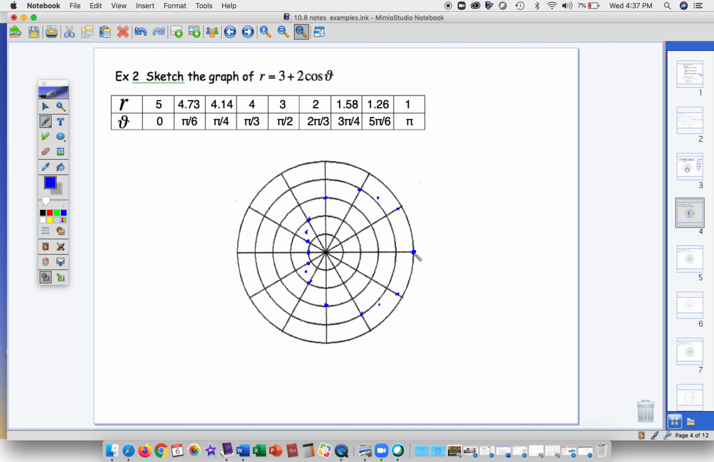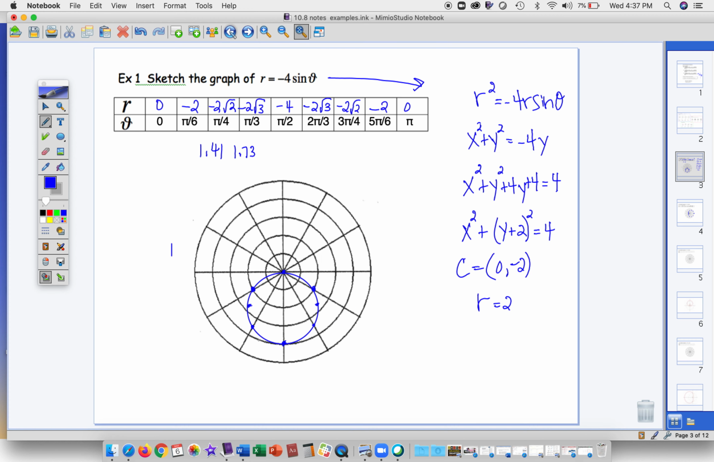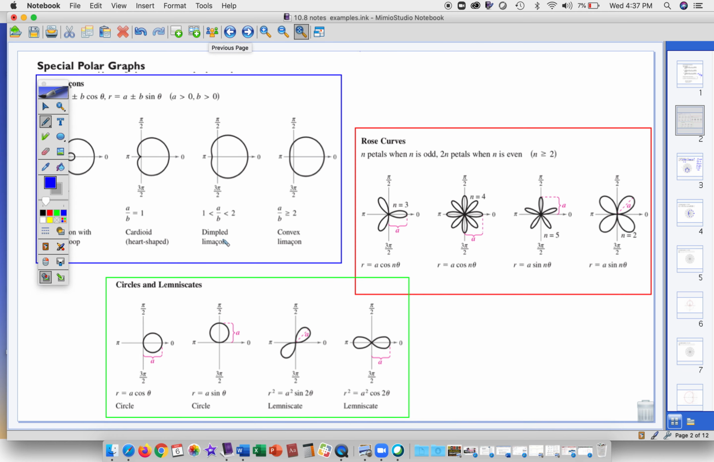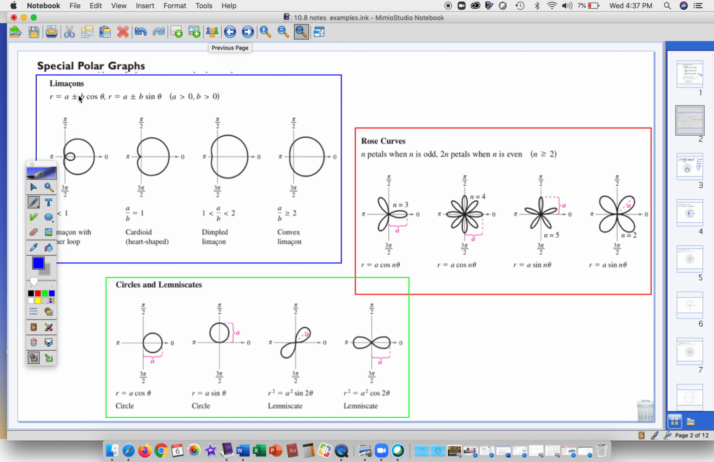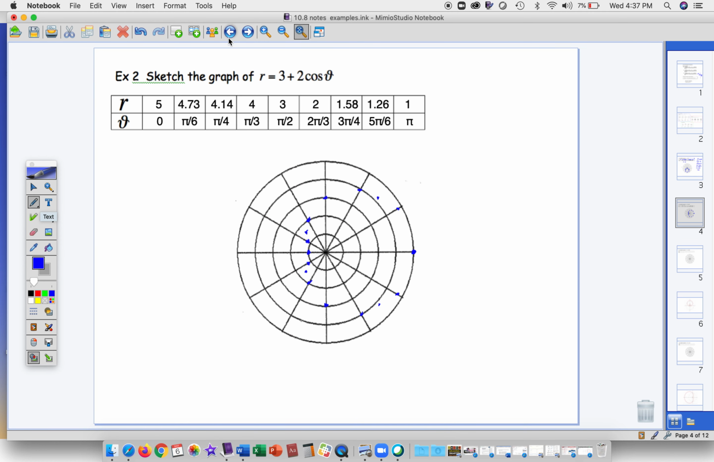So if I were to sketch this, do you see the shape? And again, once you learn these patterns, if it's 3 plus or minus 2 cosine theta, remember that form? Let's see, here it is. My box is in the way. 3 plus or minus 4 cosine theta, or 2 cosine theta, we get that shape of the limaçon.